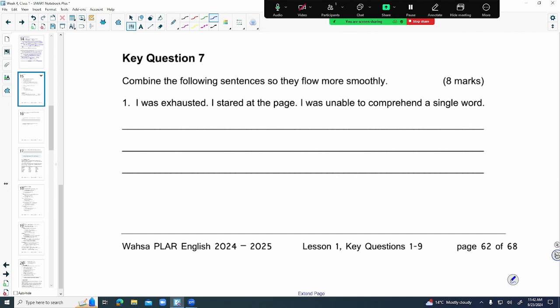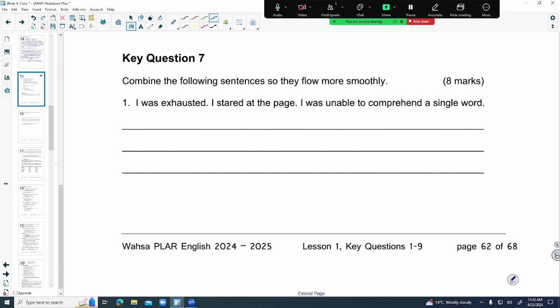Number 1, I was exhausted. I stared at the page. I was unable to comprehend a single word. So take those 3 sentences and join them together so that they sound better. Don't just do I was exhausted, comma, I stared at the page, comma, I was unable to comprehend a single word. Don't just replace the periods with commas. Think about it. I was exhausted. I stared at the page. I was unable to comprehend a single word.